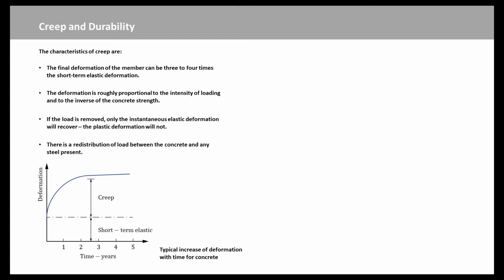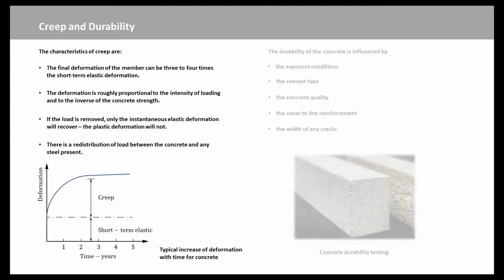There is a redistribution of load between the concrete and any steel present. The redistribution of load is caused by the changes in compressive strength being transferred to the reinforcing steel. Thus, the compressive stresses in the steel are increased, so that the steel takes a larger proportion of the load.